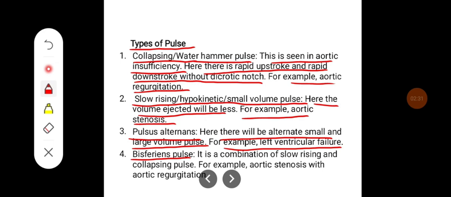Pulsus bisferiens is a combination of slow rising and collapsing pulse, for example, in aortic stenosis with aortic regurgitation.